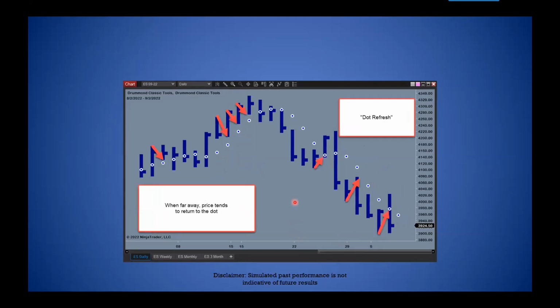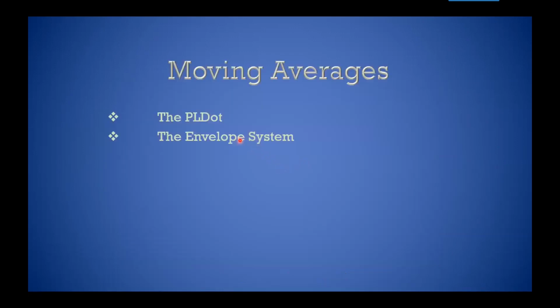Similarly, there's the counter movement from what we call dot refresh. And the principle is when price is a long way away from the PL dot, it will try and return. So here it is a long way away from the PL dots and it returns. So the price goes up to there, and then it returns to where the dot levels are, up to here, and it returns to where the dot levels are. We call this a dot refresh. It's similar to reversion to the mean, but the mean is a little different here.